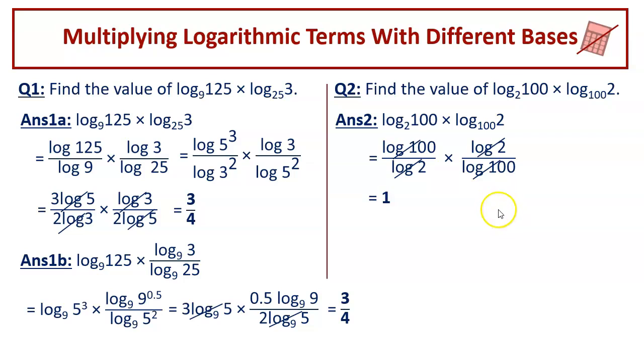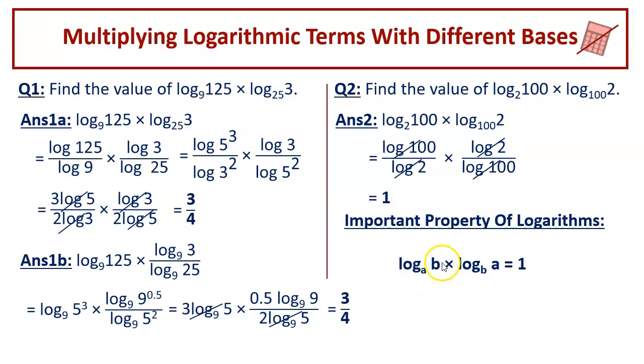Now this gives us another important property of logarithms. That is, log of b to the base a times log of a to the base b is always equal to 1. When the base and the arguments get flipped and those two logarithmic terms get multiplied, the product has to be equal to 1.